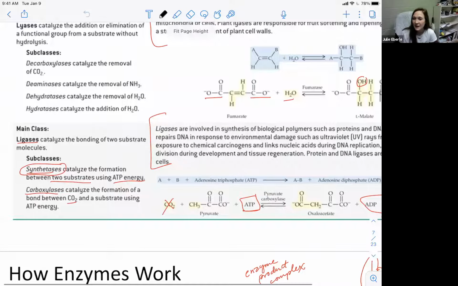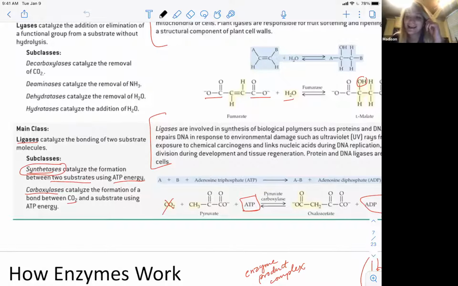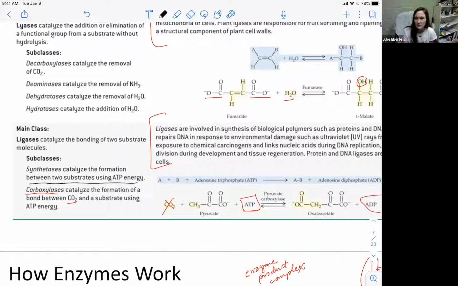Did you say lyase or ligase? I said lyase, but it should have been ligase. Look right down here. So it's technically a ligase. If you're looking at subclass, it's a synthetase, which catalyzes the formation between 2 substrates using ATP energy.